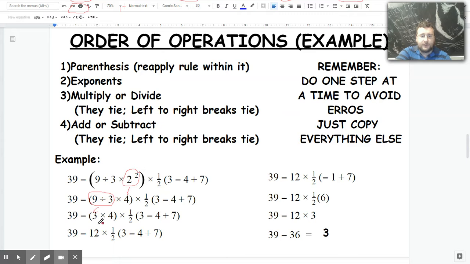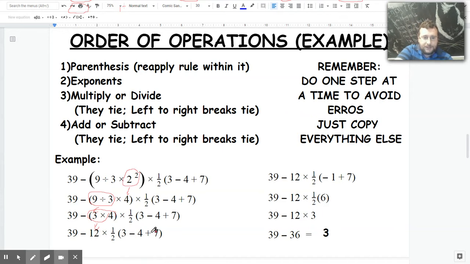Still have the parentheses. 3 times 4 is my next step, which gives you 12 on the next step. Now I have another parenthesis to handle. And if I have 2 parentheses, I handle the parentheses on the left first. So I'm going to deal with this parentheses next.